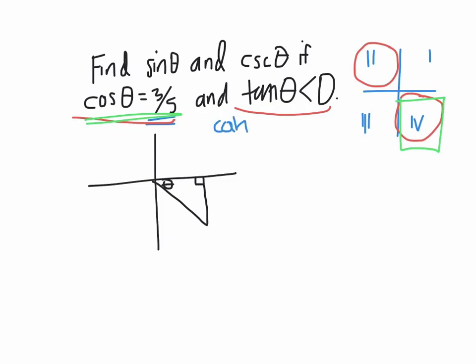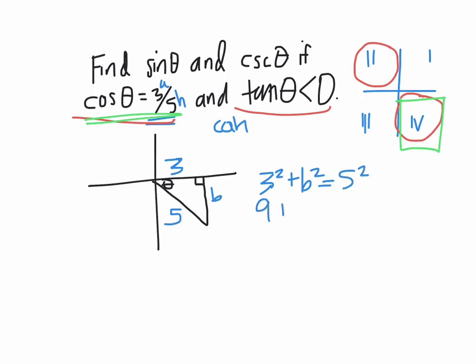SOHCAHTOA, so that means the adjacent is 3 and the hypotenuse is 5. So I'm going to label the adjacent as 3. The hypotenuse is 5. And then I don't know what this is. I can do the Pythagorean theorem if I want to figure it out. Though this is actually a triple, so hopefully you already know it.